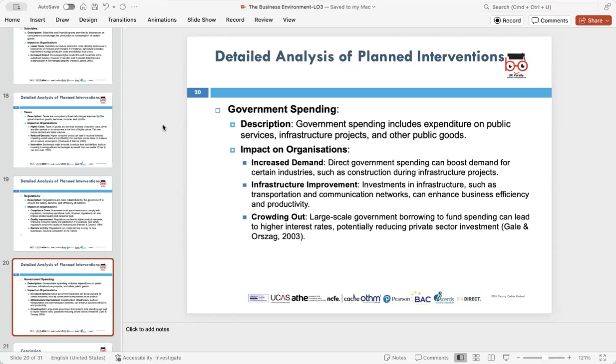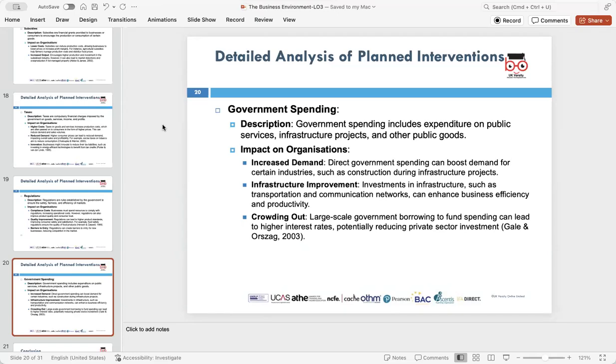When the government spends money on projects, it directly increases demand for goods and services from certain industries. For example, construction companies benefit from government-funded infrastructure projects. Infrastructure improvement: investment in infrastructure such as roads, bridges, and communication networks improves the efficiency and productivity of business. Better infrastructure reduces transportation costs and enhances connectivity.